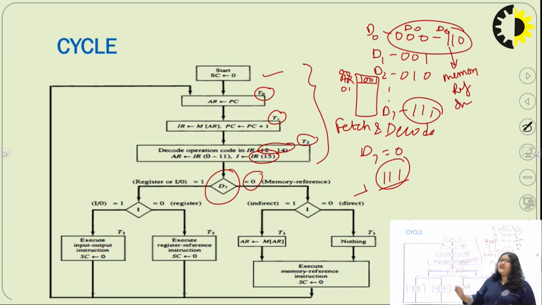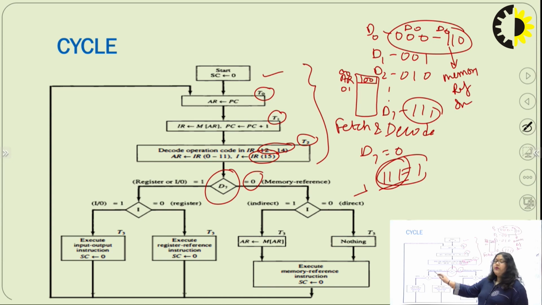When D7 is present, that means D7 is high, D7 is 1, so it denotes either register reference or input output reference. I think it is very clear to all of you that when D7 is 0, D7 is absent, so it is known as the memory reference instruction. When D7 is 1, that means D7 is high, so it is register reference or the input output reference instructions.